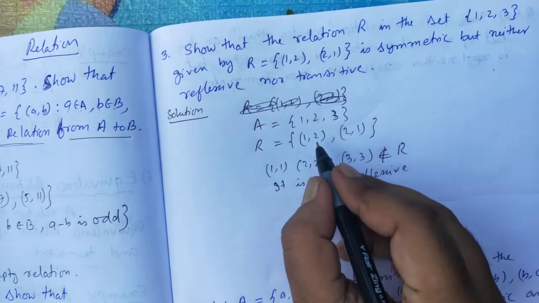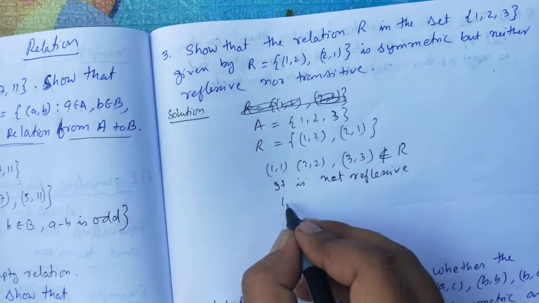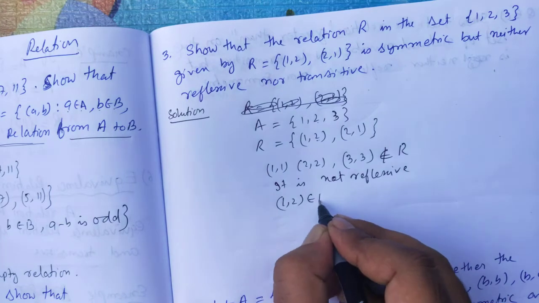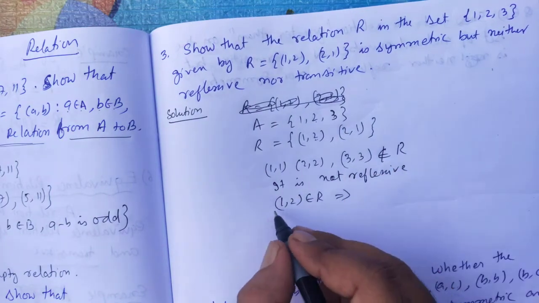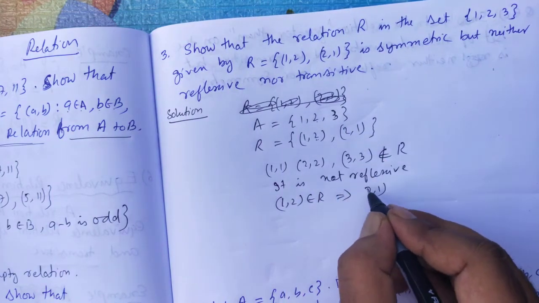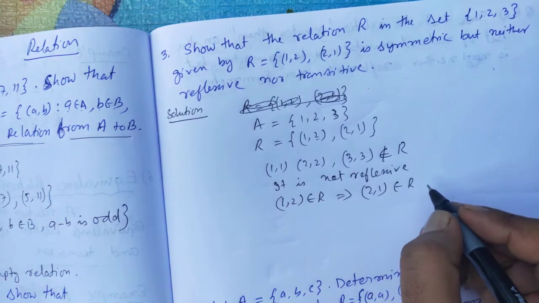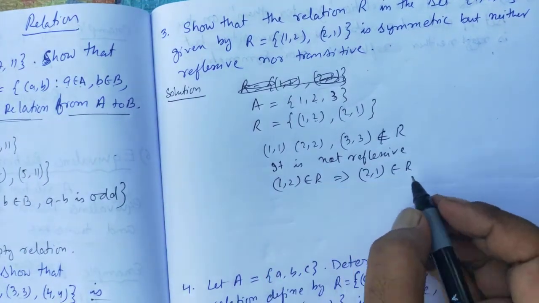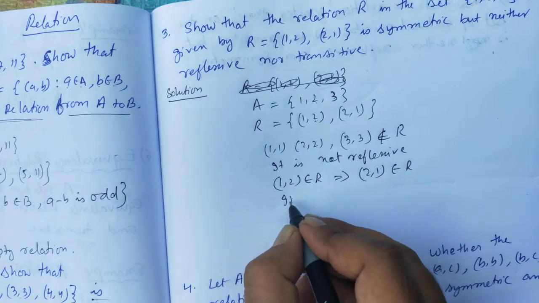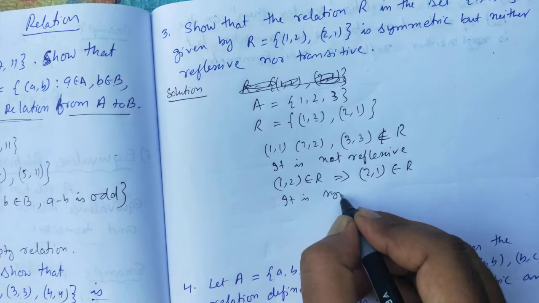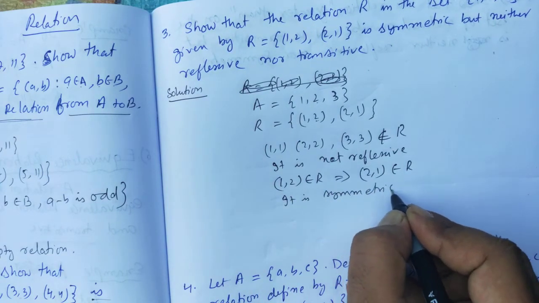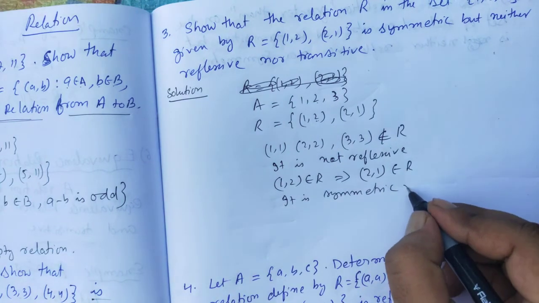Okay, now (1, 2) belongs to R implies the opposite is also there. (2, 1) belongs to R. That means it's satisfying the symmetric property. It is a symmetric relation.